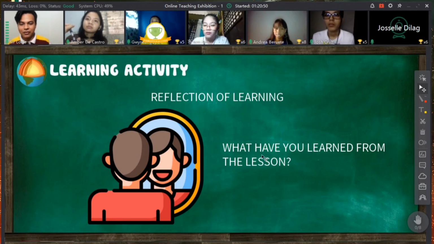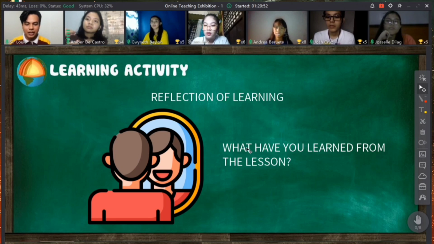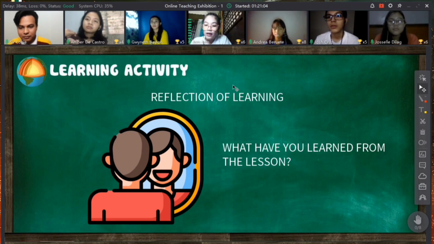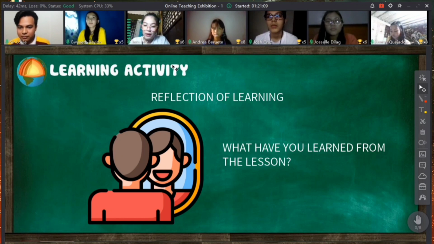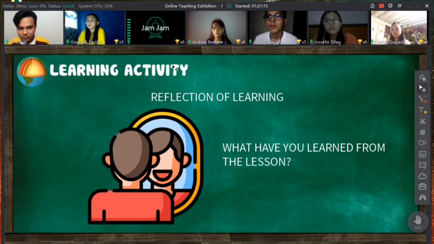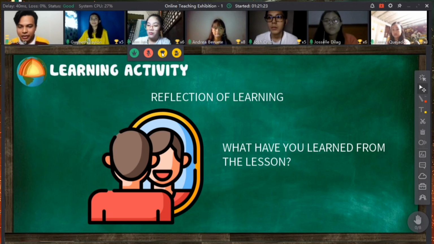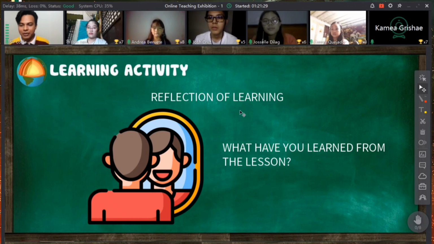Okay, very good. So that is a good reflection. So last one, who wants to share his or her knowledge? Let us have Jamila. About the boundaries, I learned that the boundary between the inner and the outer core is called Lehmann discontinuity, and the boundary between the outer core and the mantle is called the Gutenberg discontinuity, and the boundary between upper mantle and crust is called Mohorovicic discontinuity.